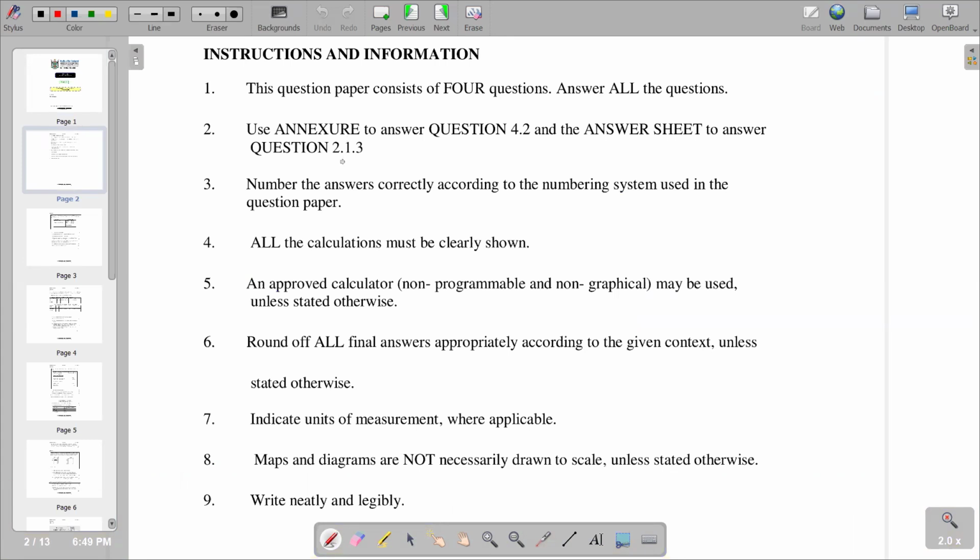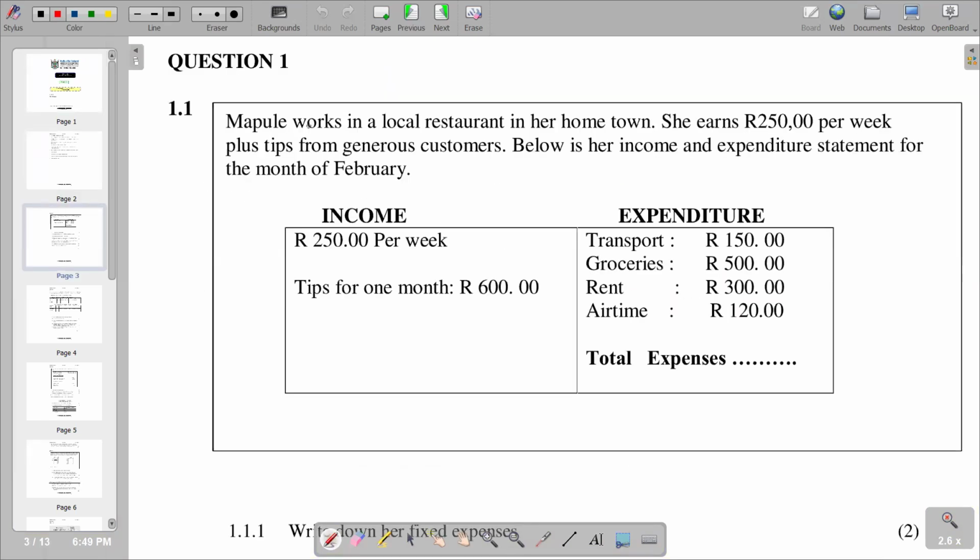Firstly, you are supposed to go through the instructions that will be given in the question paper. Going to the first question, question one, it reads: Mapule works in a local restaurant in her hometown. She earns 250 rands per week, plus tips from general customers. Below is her income and expenditure statement for the month of February. So you're given income, you're given expenditures.